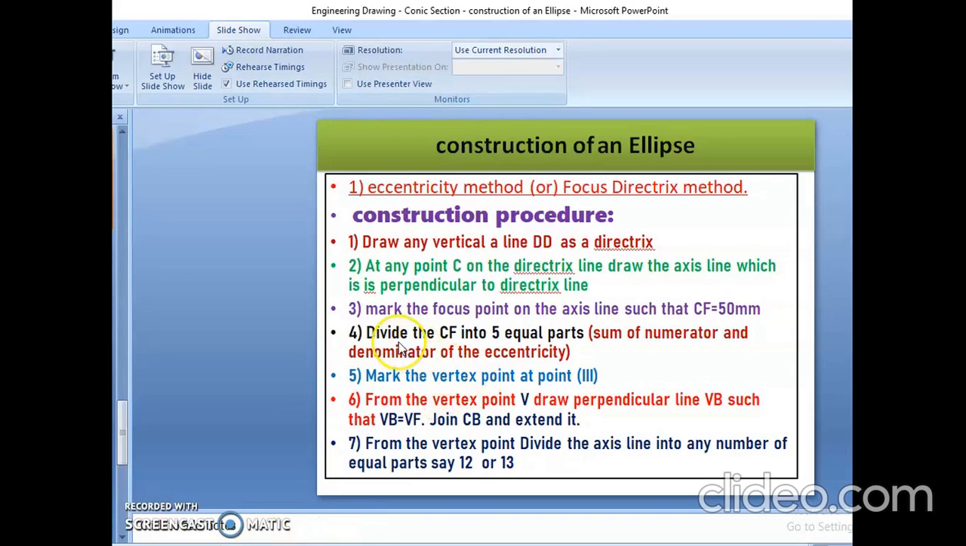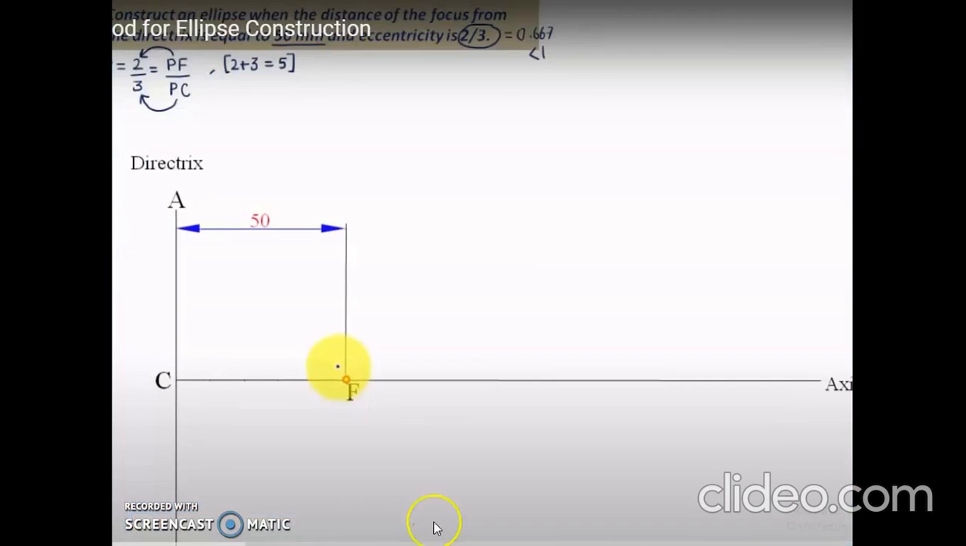And the fourth point is what? Divide CF into 5 equal parts. Why? Because the sum of the numerator and denominator of the eccentricity value, 2 by 3, is 2 plus 3, which is 5. That's why we need to divide CF into 5 equal parts.